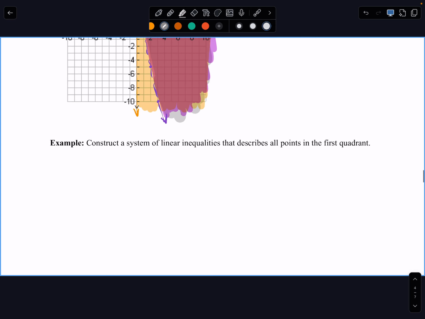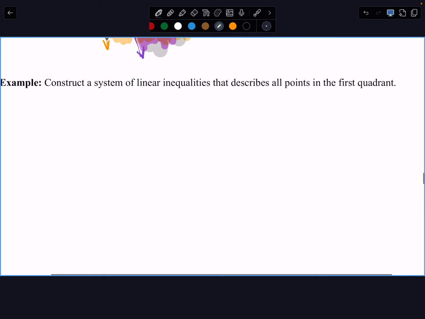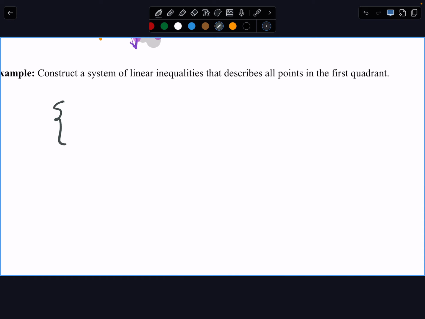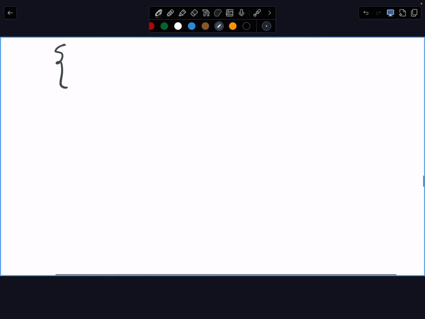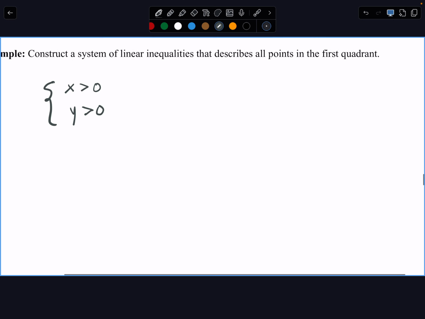What do you guys think about this one? Construct a system of linear inequalities. So that means you're coming up with what the system would look like that describes all the points in the first quadrant. X is greater than 0, and then y is greater than 0. Well, it just says in the first quadrant. Points that lie on the x-axis and y-axis are not actually in the first quadrant. So I agree with your first statement: x greater than 0 and y greater than 0.